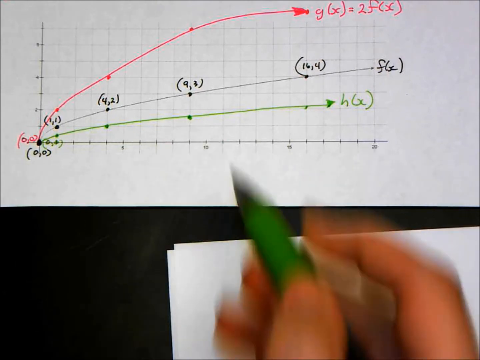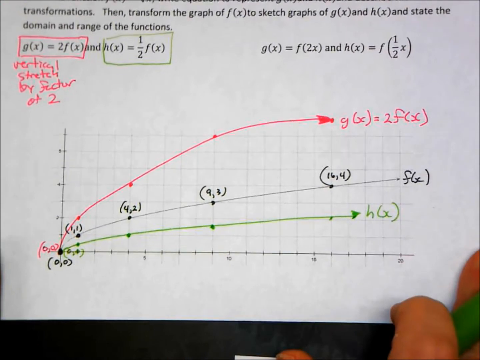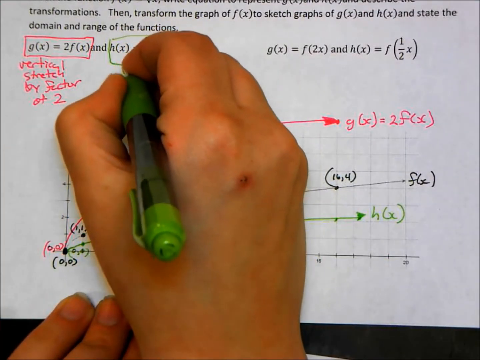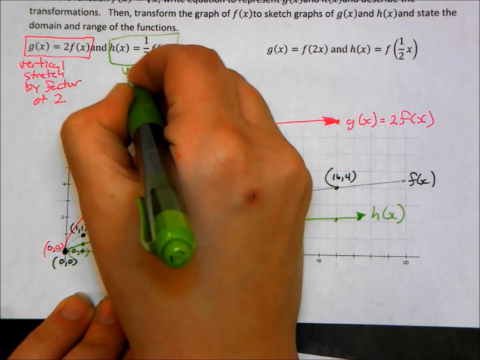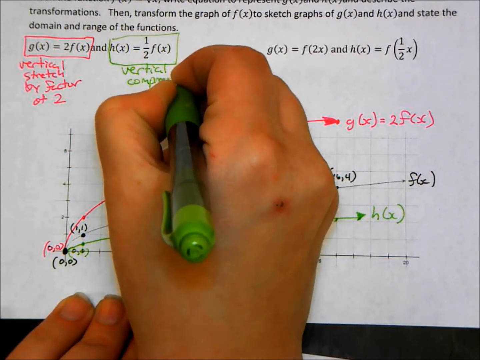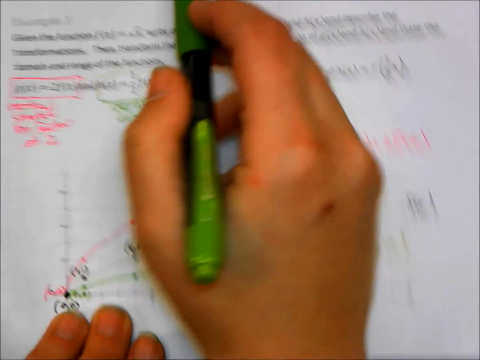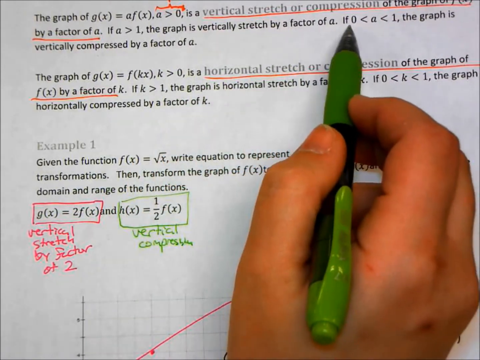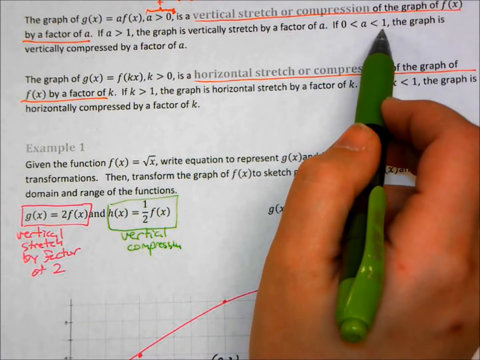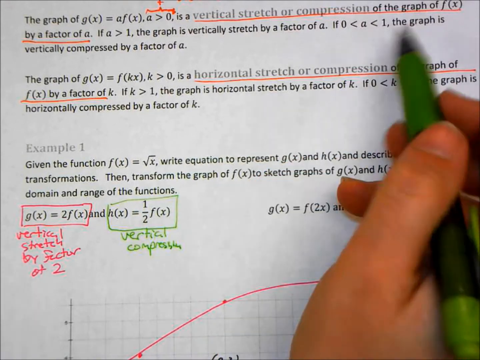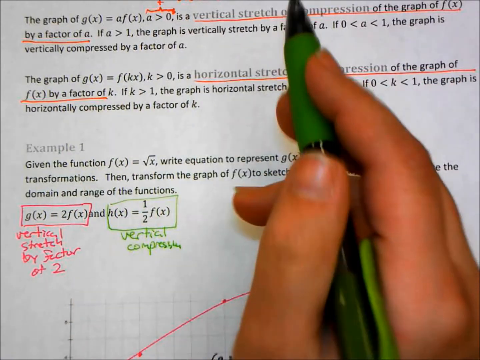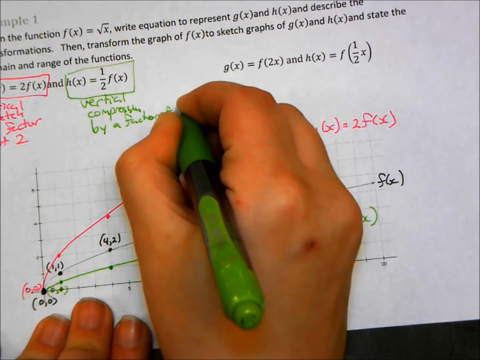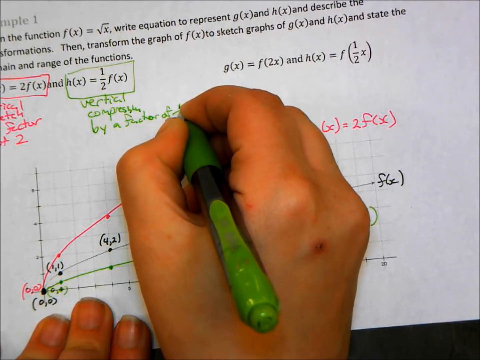So what kind of move is this? This is definitely still a vertical change. We've kind of squished this one down, so it's a vertical compression. If a is between 0 and 1, as it is when we have 0.5, the graph is vertically compressed by a factor of 1/2.